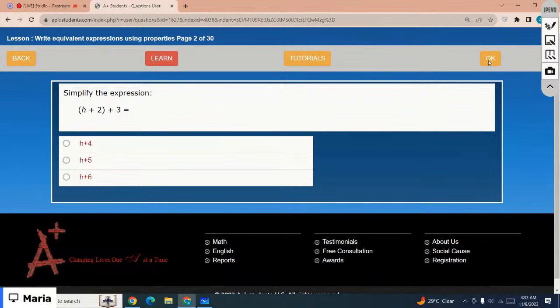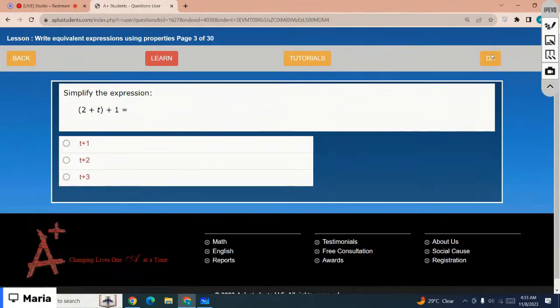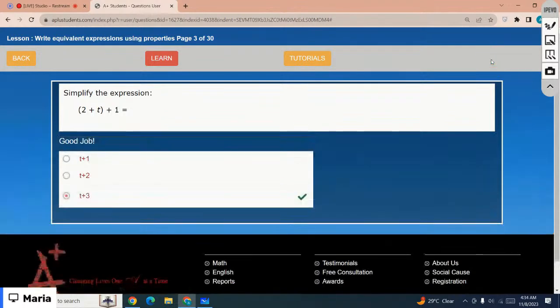Okay, simplify the expression. So which is the correct option? Yes, the correct option is h plus 5. We just have to add, right? So that is h plus 5. Okay, the next one is 2 plus t plus 1. So which is the correct option? The correct option is, yes, that is t plus 3. Option number 3 is the correct option.